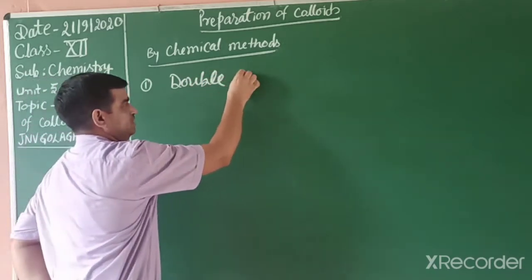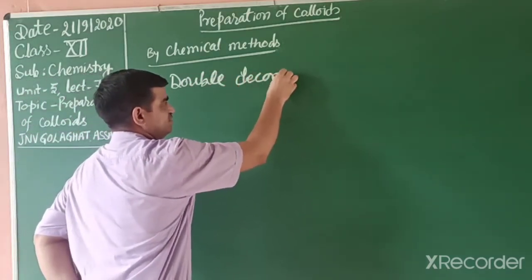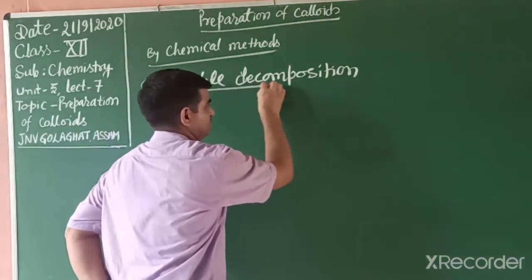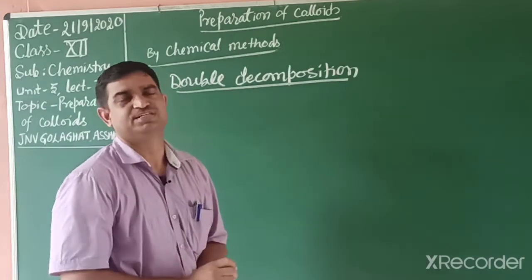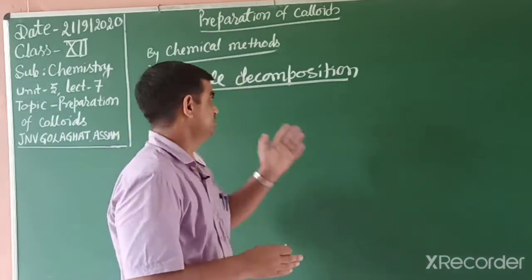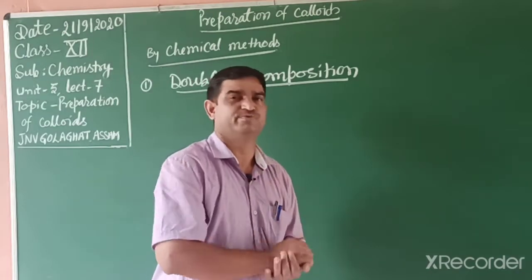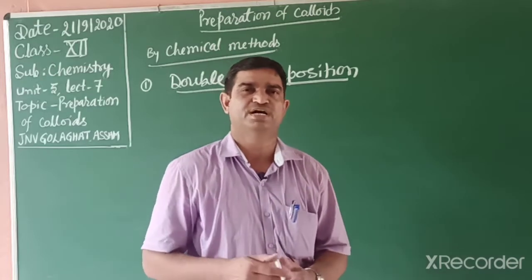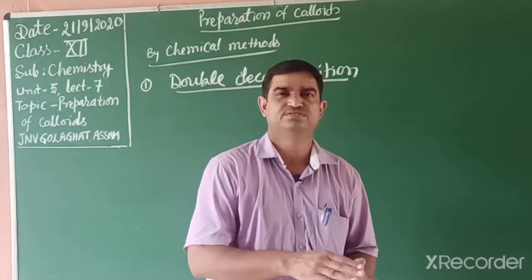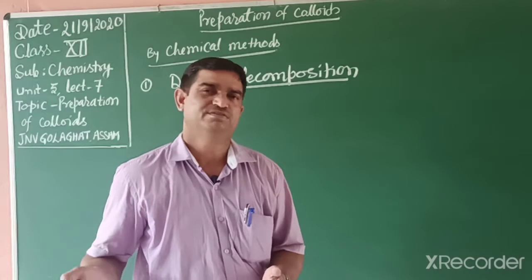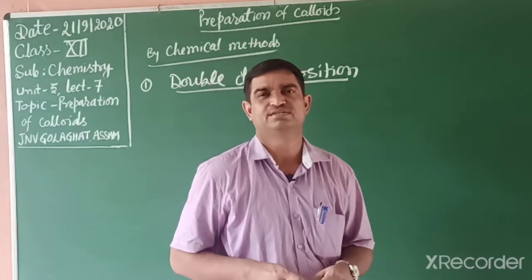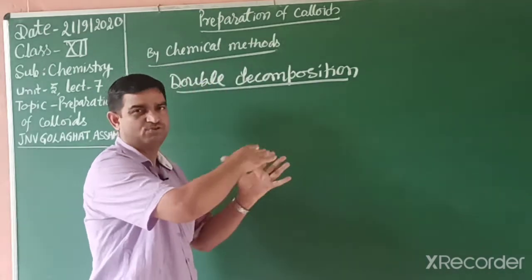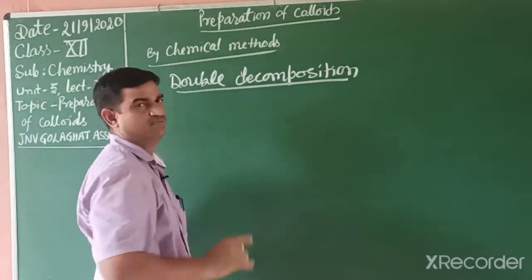Double decomposition. Students, this method is similar to the double displacement reaction, but double decomposition is the older word and double displacement is the newer one. It occurs like barium chloride and sodium sulfate: when we mix them, we get barium sulfate. That was already discussed in 10th class as a double displacement reaction. But if the solvent is not available, it is known as double decomposition.